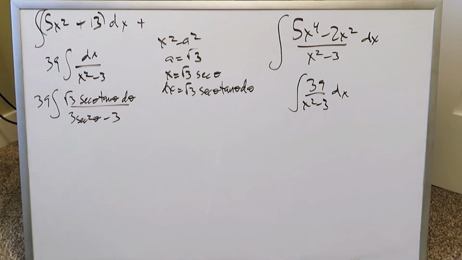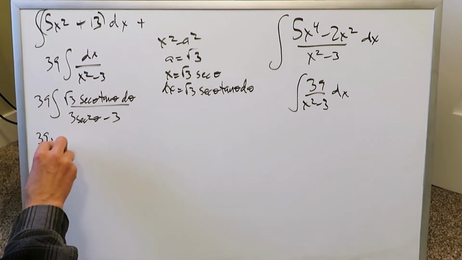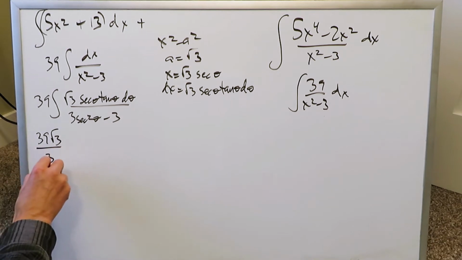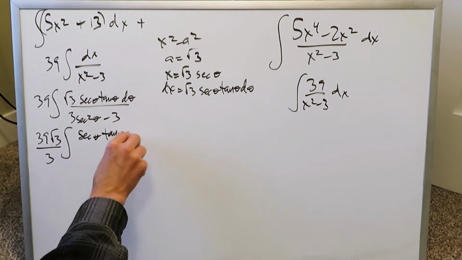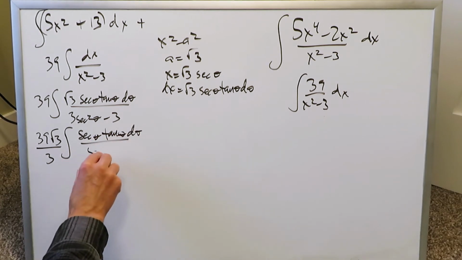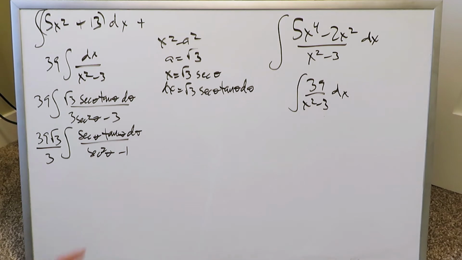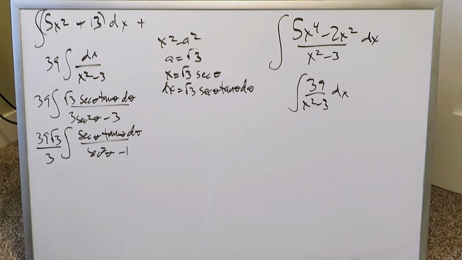And you see everything is taking form. This 39 and that root 3 can come together. 39 root 3, you can isolate the 3 and push it outside. You'll have over 3. And then you'll have a secant theta tan theta d theta. And here you'll have a secant squared theta minus 1. Remember, tan squared theta plus 1 equals secant squared theta, and then secant squared theta minus 1 equals tan squared theta.